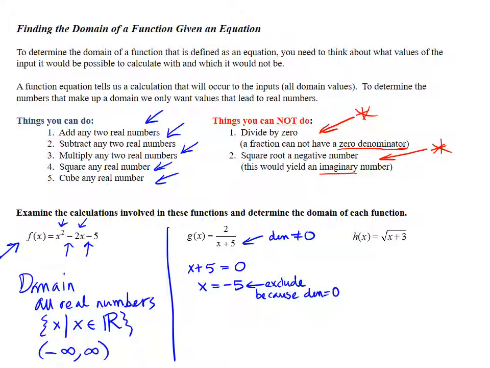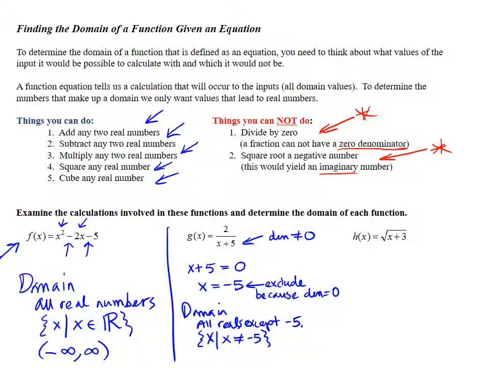So we would want to talk about the domain as being all real numbers except negative 5. We can write that out, or we could say the set of x such that x is not negative 5. This would be using set notation. When we use the set notation where we say the set of all x such that, we're implying that x is a real number. It's all real numbers except the exception we put, x not equal to negative 5.